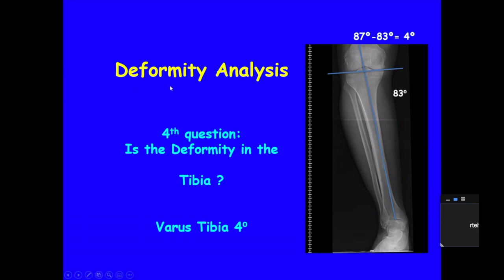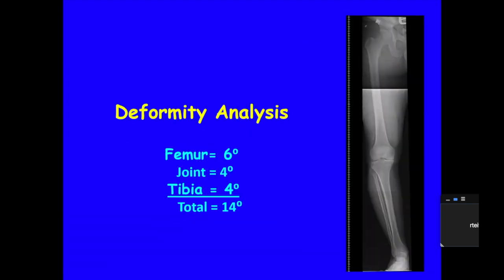Next, we look at the tibia. Well, if we draw a line from the center of the talus to the center of the joint and look at the line across the top of the talus, this knee measures 83 degrees on the medial side. It should be 87 degrees, so we have a 4-degree difference.